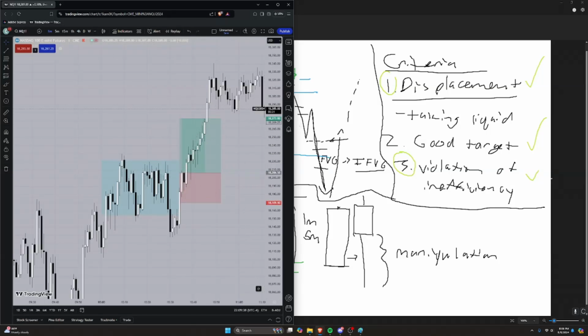This is how you use manipulation, okay? So we've figured out how to identify manipulation. Now this is how we use it. The manipulation leg is violated. Price confirms the higher time frame bias that we already established.